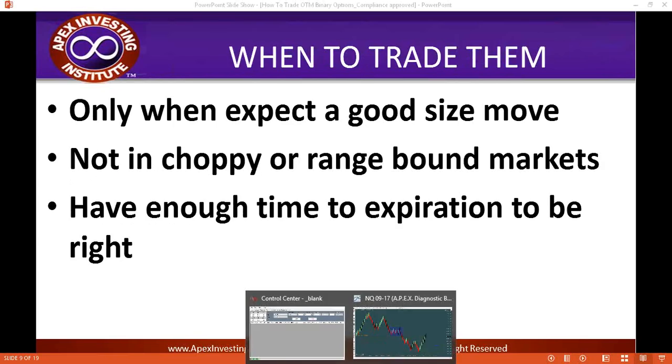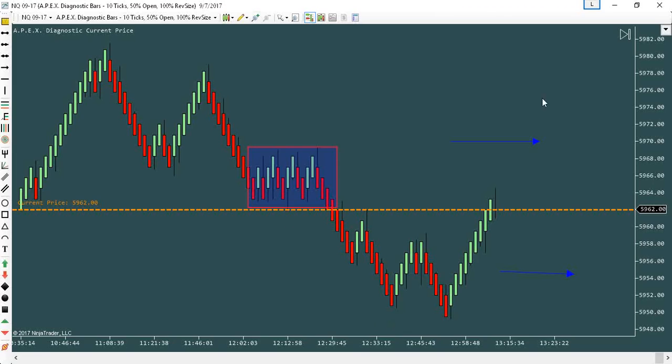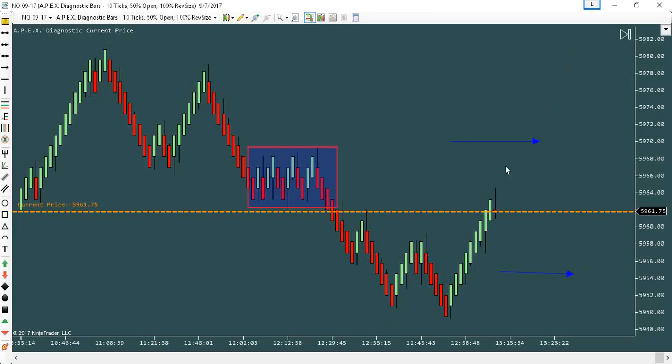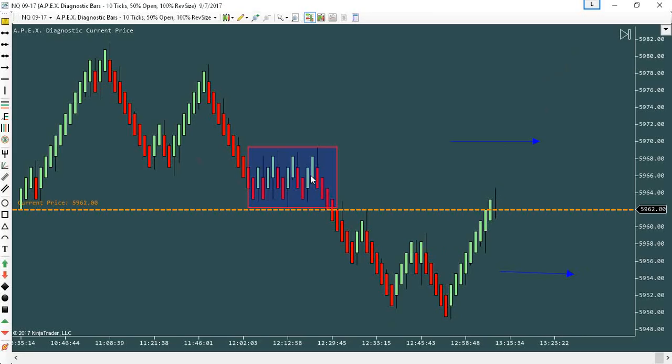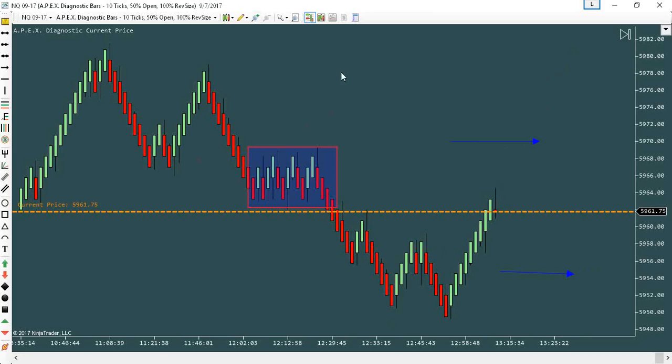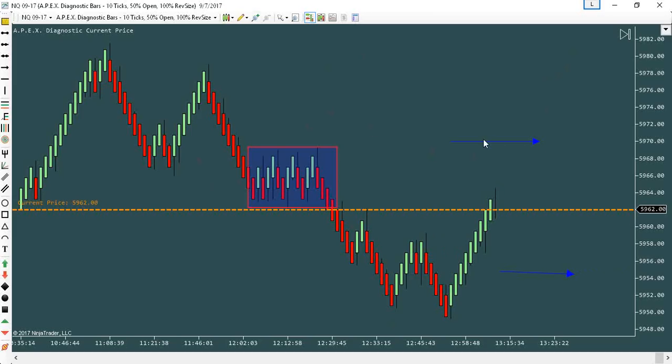Does that make sense, everybody? I know some of you are very familiar with binaries, but we've got quite a few people on here. For any of you newbies, does that make sense? You only want to use those when you're expecting a good move to get some value out of them. If I'm seeing the market doing this, I probably don't want to get something way out here, right? I only want to use them when I'm expecting a good move.